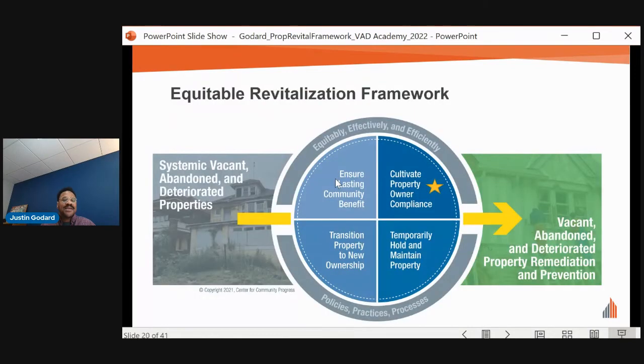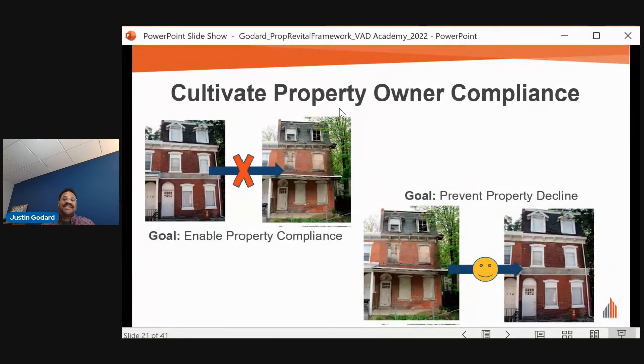So let's quickly walk through the 4 framework elements and their associated tools. First up is cultivating property owner compliance. And the goal of compliance is to maintain stability and confidence in a neighborhood trajectory by 1, ensuring properties remain healthy and safe places for community members, and 2, enabling compliance when a property has become deteriorated and is causing harm. To reach these goals, preventing property decline must be a priority, and ideally, this happens with the least amount of local government intervention as possible.